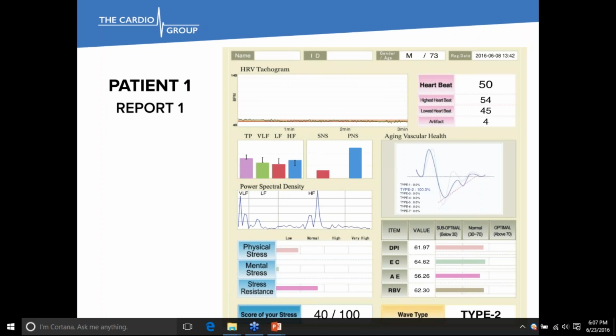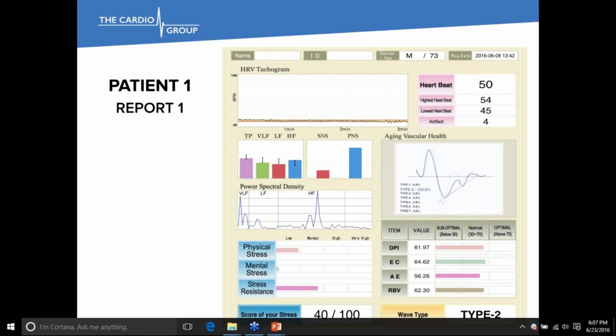The next thing that we look at is the heart rate variability. Here, the average heart rate was 50 with the highest of 54 rather, and the lowest beat to beat giving a heart rate of 45. So obviously that's measured based on R to R interval and then extrapolating it out to 1 minute. There were 4 artifacts here, so we know that we have a good quality study.